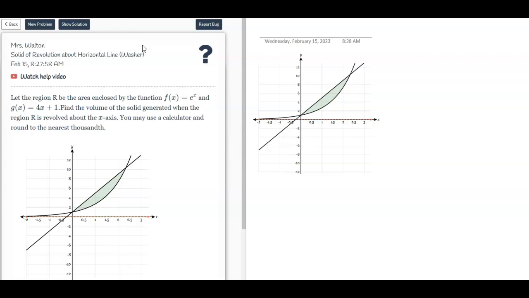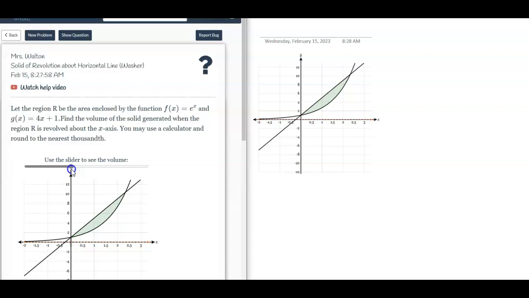So for this region R, we are revolving it around the x-axis. Now, yesterday, all of our figures were solid. There were no holes in it. We just had cross sections of circles. However, with this, take a look at what this solid will look like. We will have a solid that has some type of a hole in it, and our cross sections look like washers. They look like those washers with the holes in them. So this is going to change our formula ever so slightly. So let's go ahead and get started on this question.